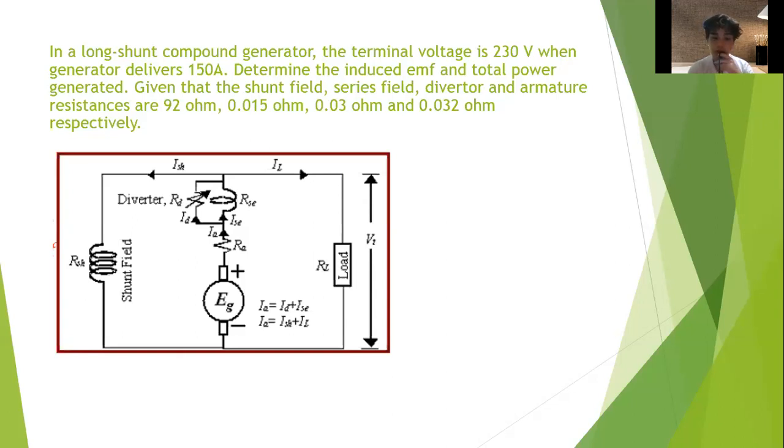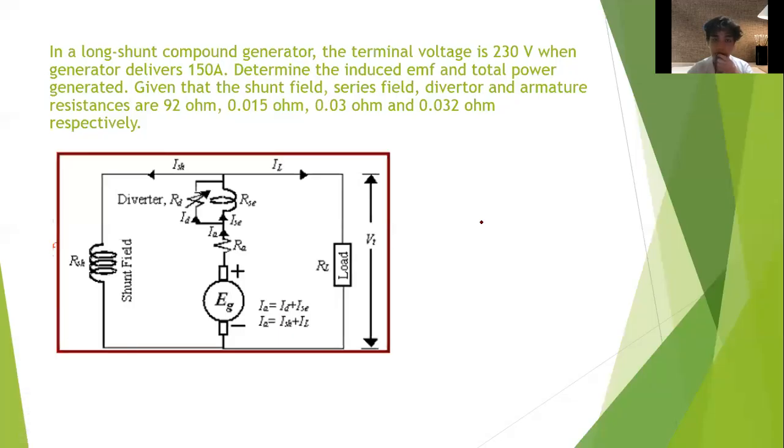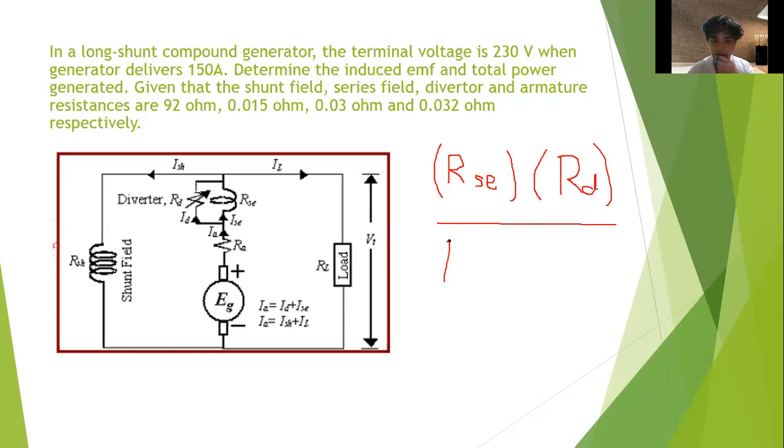To be able to determine the voltage generated by the armature, we have to determine the combined resistance of the series field resistance and the diverter resistance. Since the two are in parallel, we have this equation: R combined will be R series field multiplied by R diverter, RD, over RSE, the series field, plus RD.